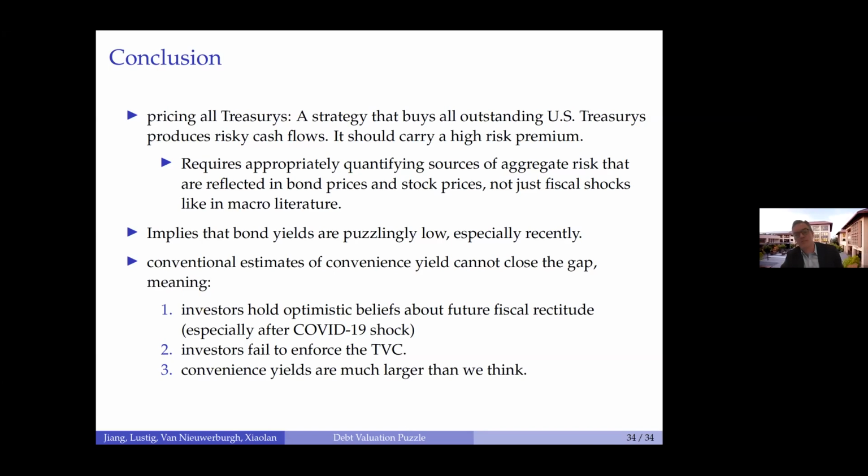Our conclusion is that bond yields are puzzlingly low, especially recently. Conventional estimates of the convenience yield don't fix this. And so it could be either that investors are incredibly optimistic, but it could also be the case that they fail to enforce the no-bubble condition. And then the last option that I think we need to examine more carefully is that convenience yields are much larger than we think they are.